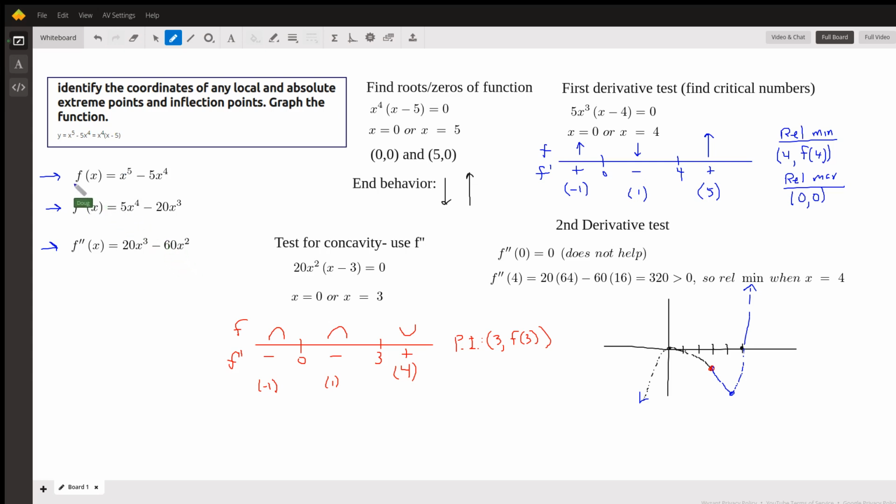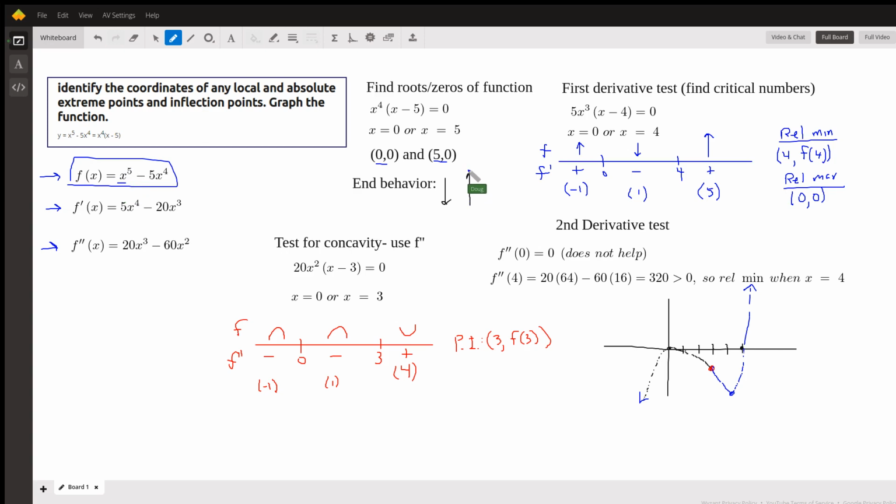And let's find out some details about this function. First of all, by factoring out the x to the fourth, the roots are at x equals 0 or x equals 5, which means the points (0, 0) and (5, 0) are on the graph of the function. And the end behavior, by focusing on this first term, as x approaches infinity, that term approaches a positive infinity.